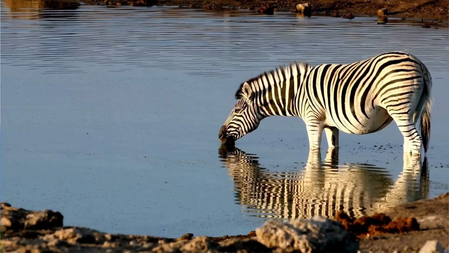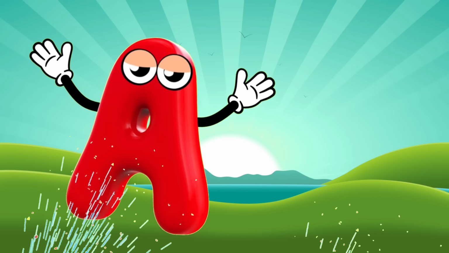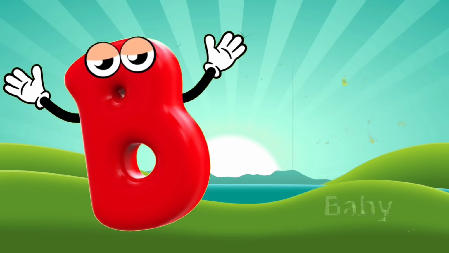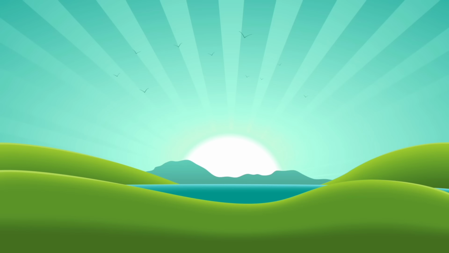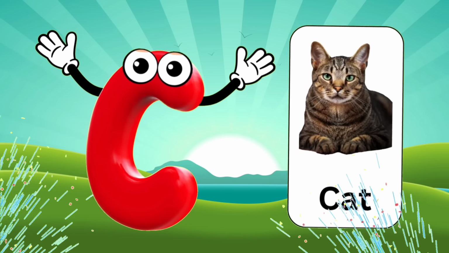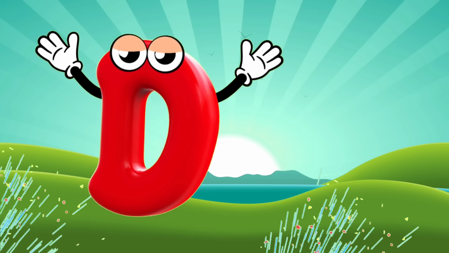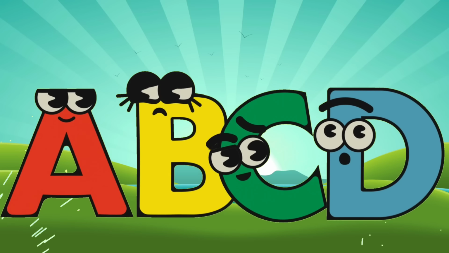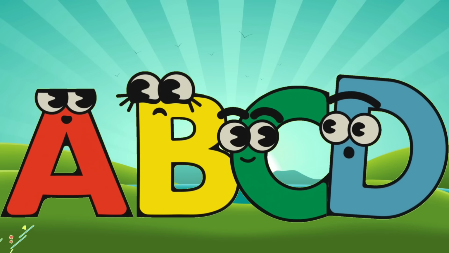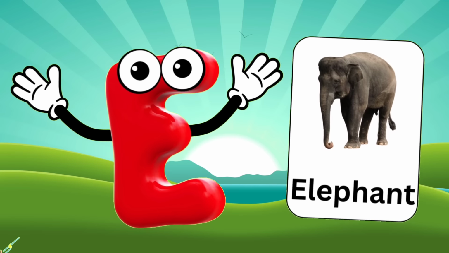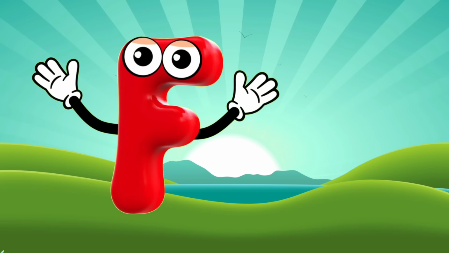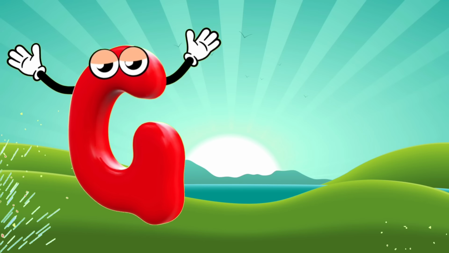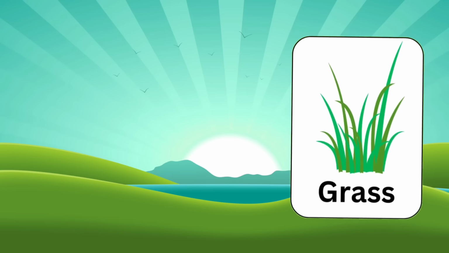Z is for zebra, z, z, zebra. Z, zebra. A is for apple. B is for cat, ka, ka, cat. D is for dog, da, da, dog. E is for elephant, a, a, elephant. F is for friend, fa, fa, friend. G is for grass, ga, ga, grass.